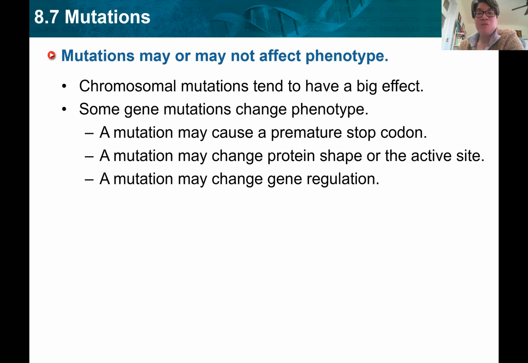Okay, so the chromosomal mutations can have big effects because we're like cutting and pasting whole genes. Bad stuff can happen. We can also have some bad things happen with gene mutations. So those are like single nucleotides. We can have a premature stop codon that'll stop translation from happening. It can change the shape of the protein, and it can also change gene regulation. So those operons, those switches are not turning on or off when they're supposed to.